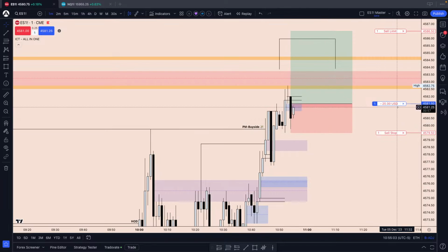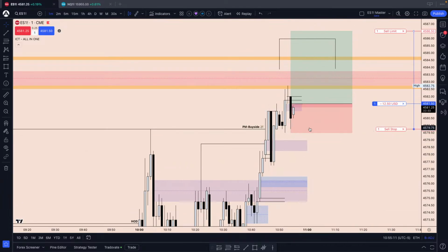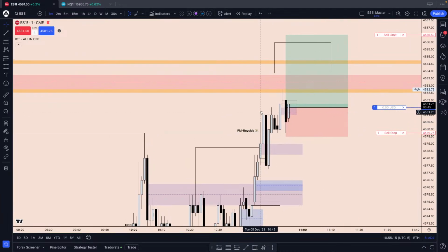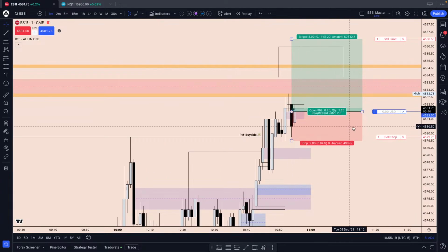We close below the bullish fair value gap. Let's give it a little bit of room to breathe. Inversion fair value gap though. Let's keep an eye on that. Reduce the risk below the low. Alright, back inside our volume imbalance.